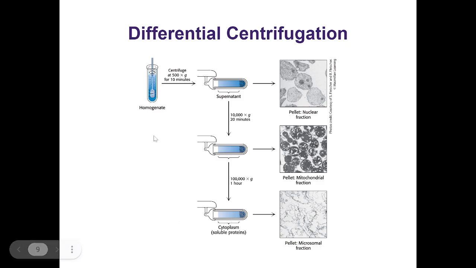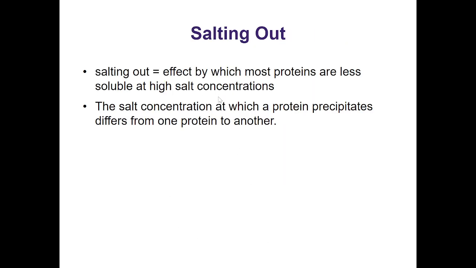Now, you can play games with this by changing your pH, even just slightly, and it'll cause your proteins to become more or less soluble, okay? You can play these games even more if you do what's called salting out. Salting out is the effect by which most proteins are less soluble at high salt concentrations. As you add salt to a solution, it's going to become more and more ionic. So anything that had less solubility originally is going to, even if it is miscible, start coming out of solution.